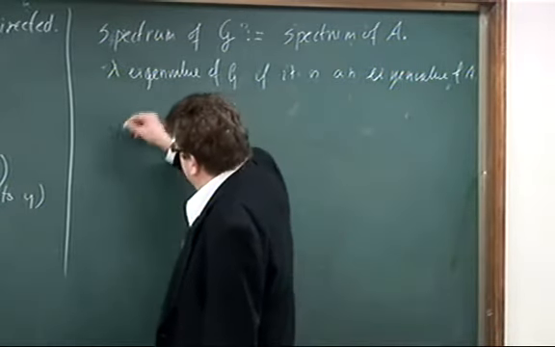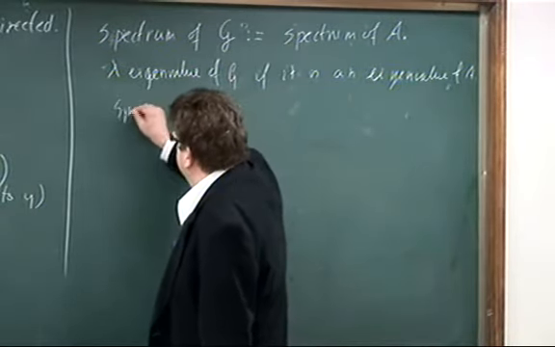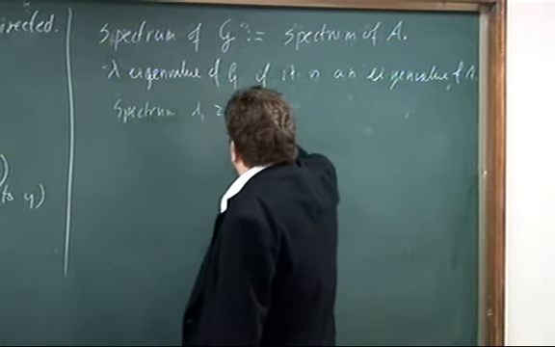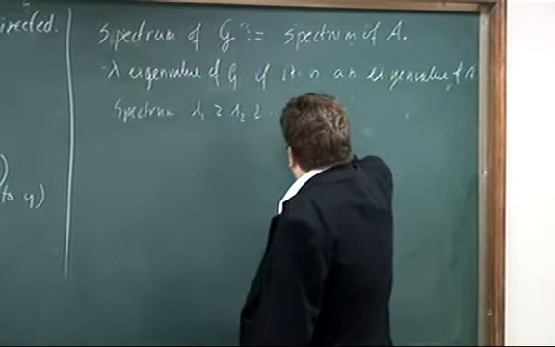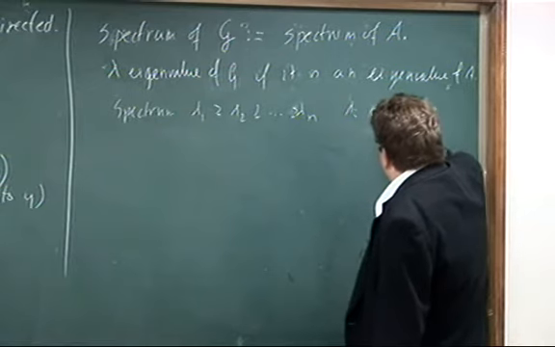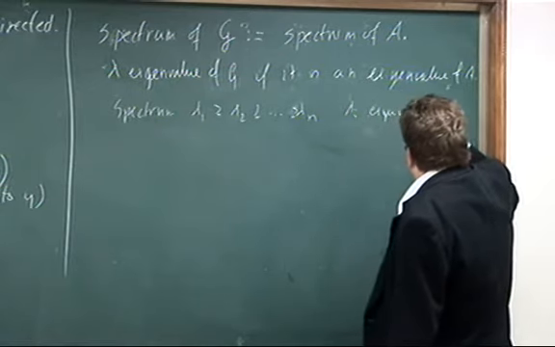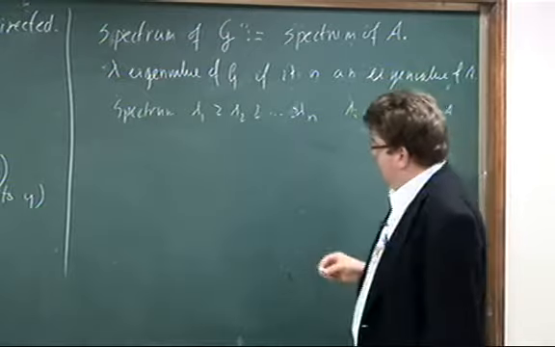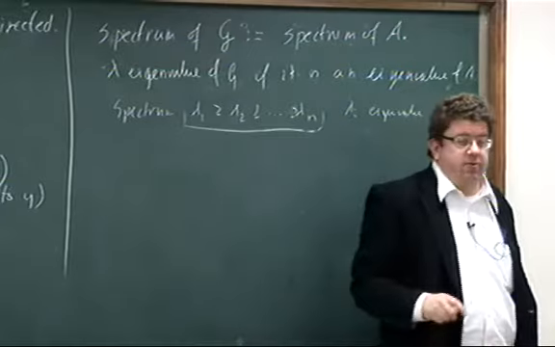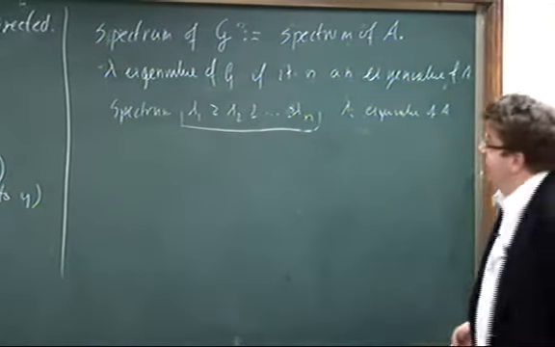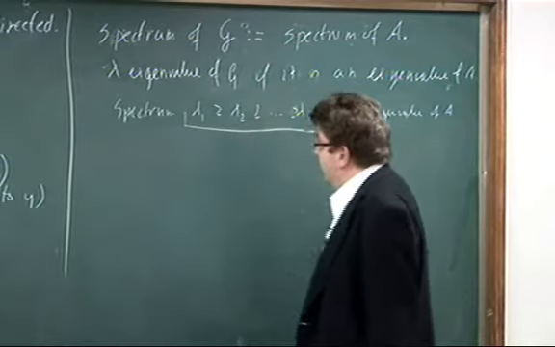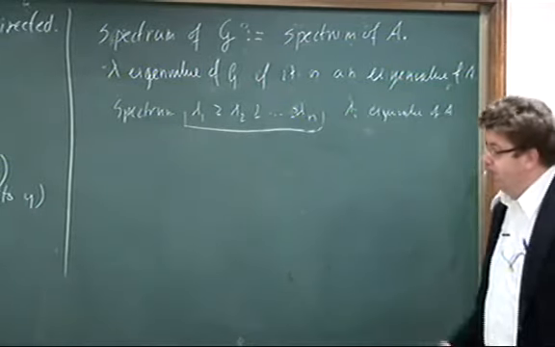So the spectrum is lambda 1 greater or equal to lambda 2 greater or equal to ... lambda n, where lambda i is an eigenvalue. Okay. Does this make sense? You have to worry about that a little bit, no? Because this only makes sense when we know that the eigenvalues are real. You have to worry about that.